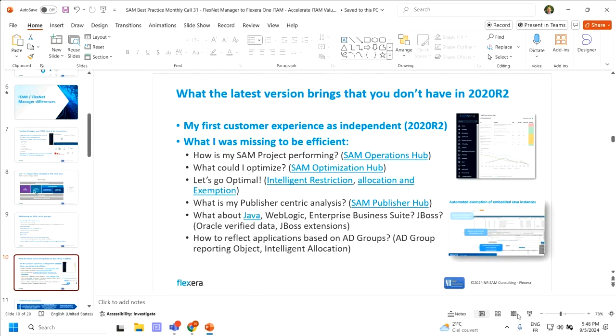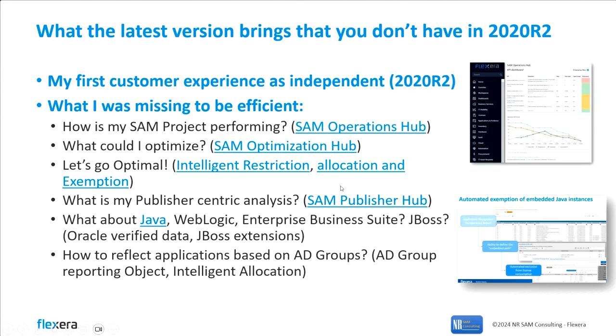I have to speed up a little bit if I want to finish. So, SAM Publisher Hub, have a look. Each time, there is a link to the SAM best practice webinars I did on each of the topics. So once the presentation gets uploaded, you can go from one topic to another thanks to the links.